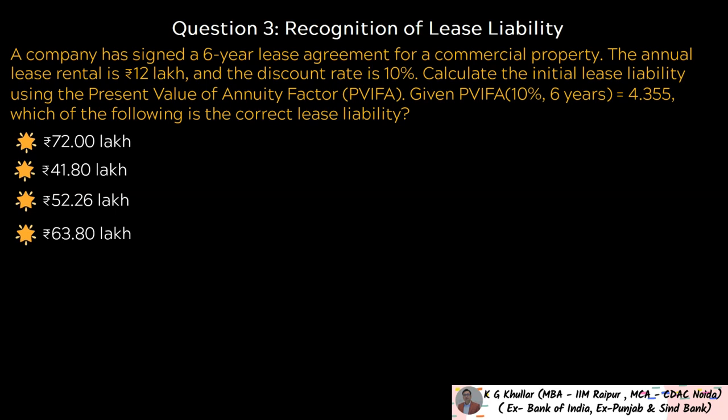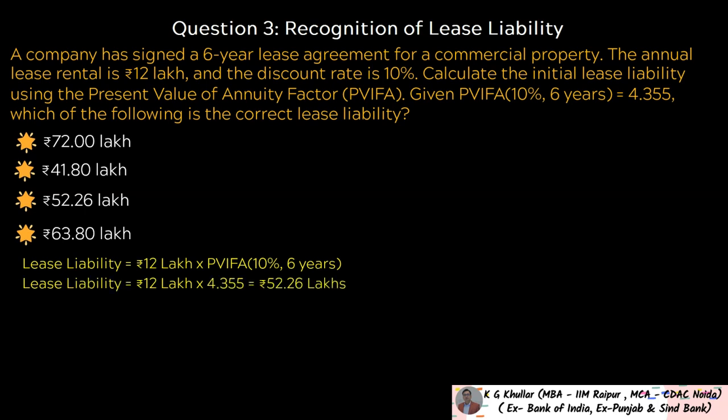Friends, as we have learned in the theory part, the lease liability is calculated using the formula: lease liability equals annual lease payment multiplied by present value of annuity factor, which is nothing but 12 lakhs multiplied by 4.355 equals 52.26 lakhs. So the correct option for the given question is option C.